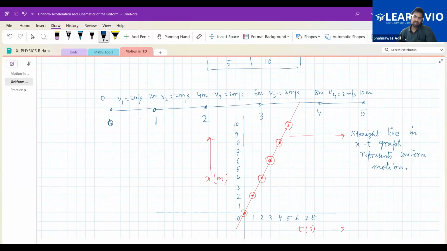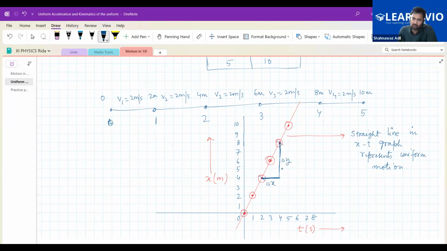Now we want to calculate the slope of this line. Let's say we pick any two points, this one and this one. So this would be the change in x, from 0 to 4, and this would be the change in y. So this is the change in y. This is the change in x.